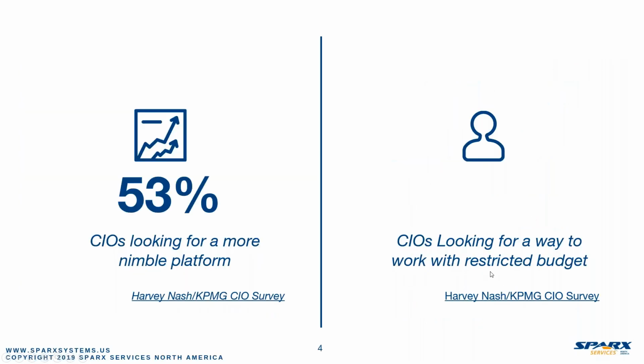And for sure, we know that 53% of all the CIOs are looking for a more nimble platform, following Harvey Nash, and 49% of CIOs look for a way to work with a restricted budget. But it's not that the budget is really restricted because the money is missing. What is missing is a better allocation of the money.